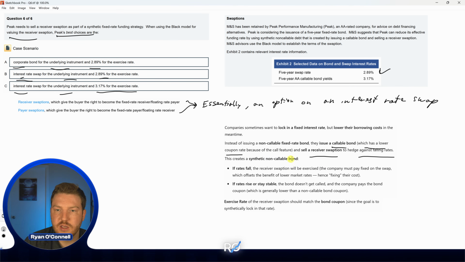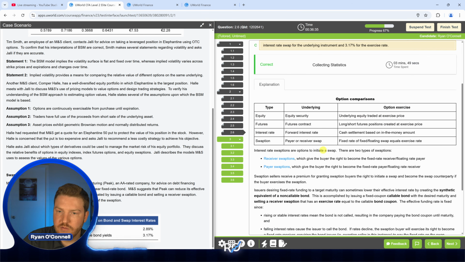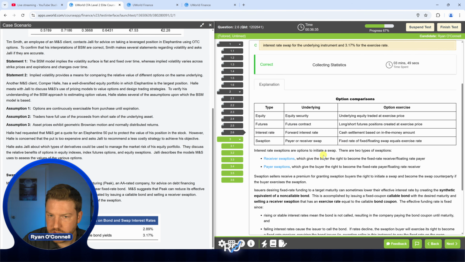However, unfortunately, if it's on this callable corporate bond, you're not going to be able to use the lower rate. You're going to have to use this higher rate. So the underlying is actually going to be the interest rate swap, and the exercise rate is going to be the rate from the callable bond. I think this is a really difficult question in my opinion, and a difficult one to understand. And I think it takes some more time to read through all this explanation to really figure it out.